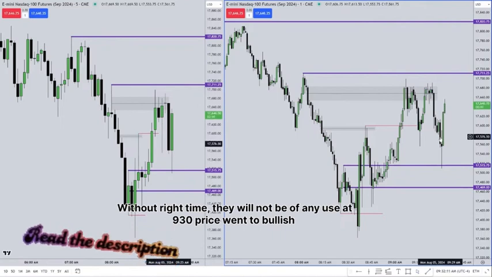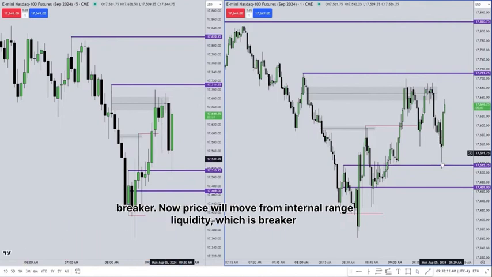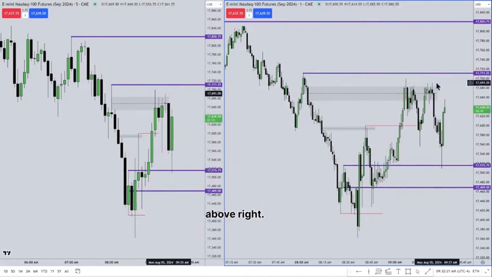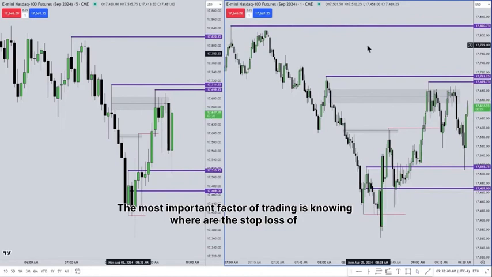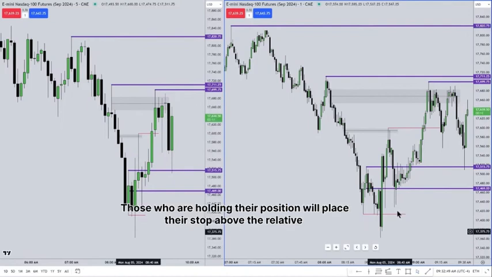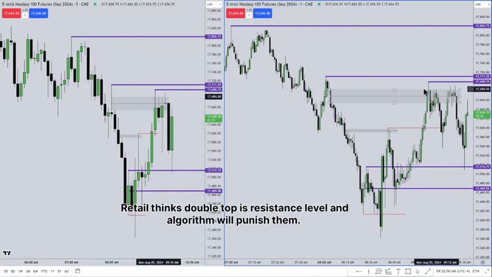At 9:30, price went to the bullish breaker. Now price will move from internal range liquidity, which is the breaker, to external range liquidity, which is this relative equal high and those sitting above, right? The most important factor of trading is knowing where the stop losses of other traders are located. Initially, price was bearish. Those who are holding their position will place their stop above the relative equal highs. Retail traders think a double top is a resistance level, and the algorithm will punish them.